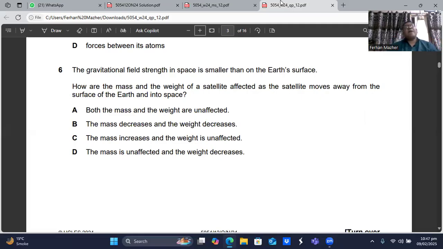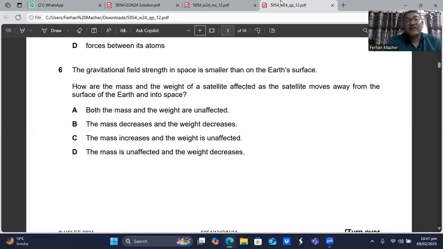You see, the mass does not depend upon your location. No matter where you are, the mass remains the same, but the weight depends upon the distance from the Earth. So if you are away from the Earth, the weight will decrease. If you are near the Earth, your weight will be more. So how are the mass and the weight of the satellite affected?